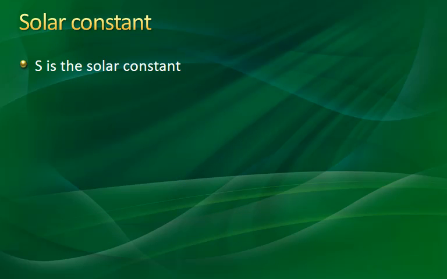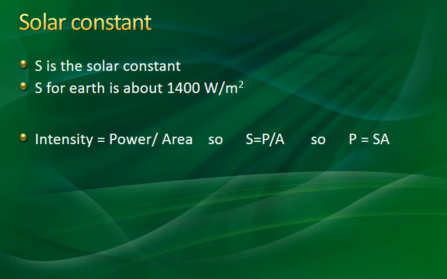So let's take a look at this here. The solar constant is S. For Earth, it's about 1,400 watts per meter squared. If we take intensity as power over area, the solar constant would be power over area. And so power equals the solar constant S times the area.